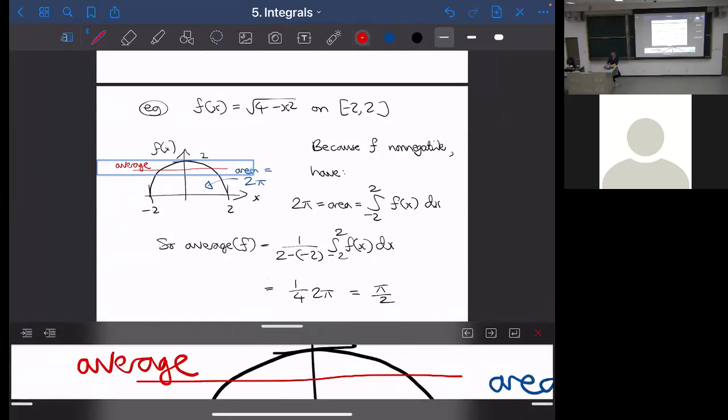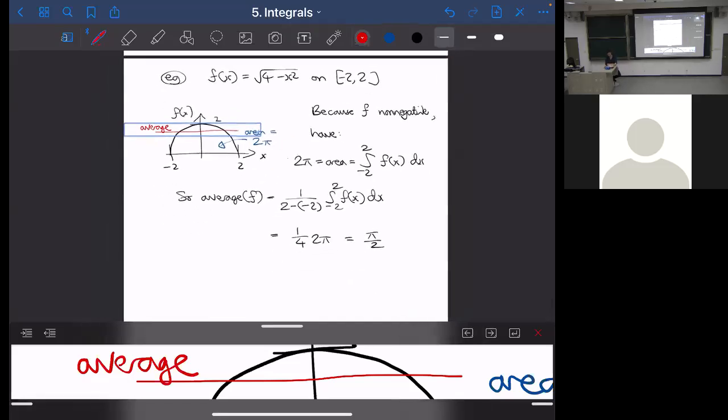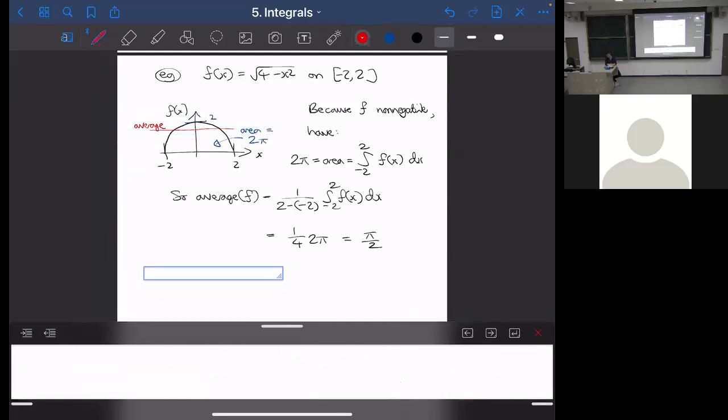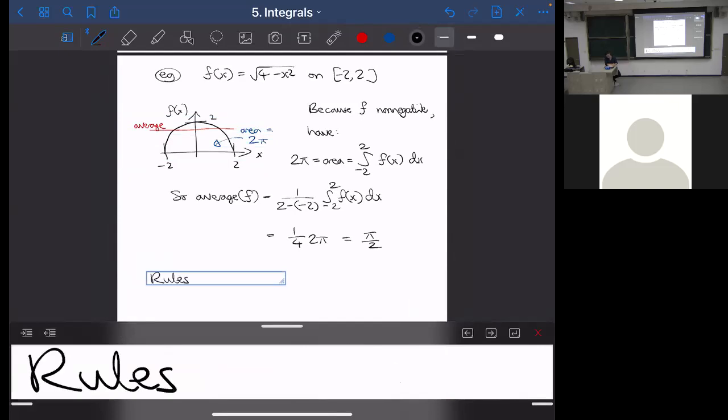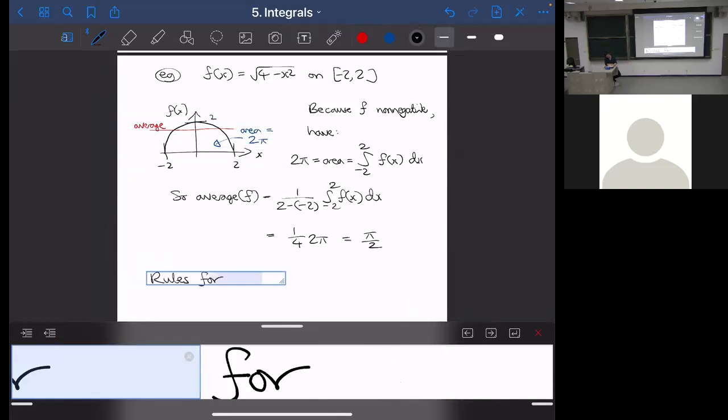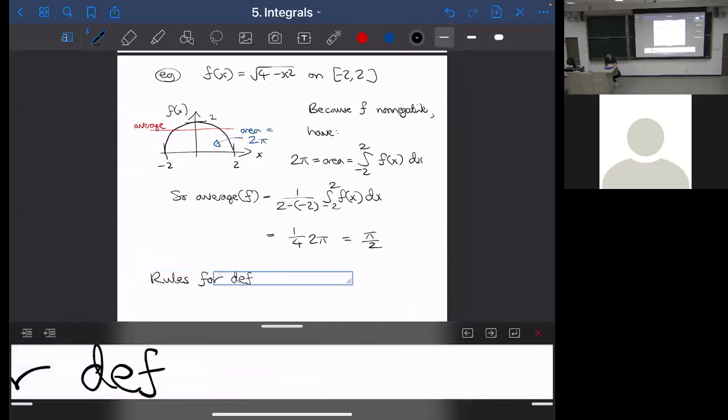But next time we'll be able to calculate these things for many other functions. So now let's start, just for the next minutes, on some rules for definite integrals.